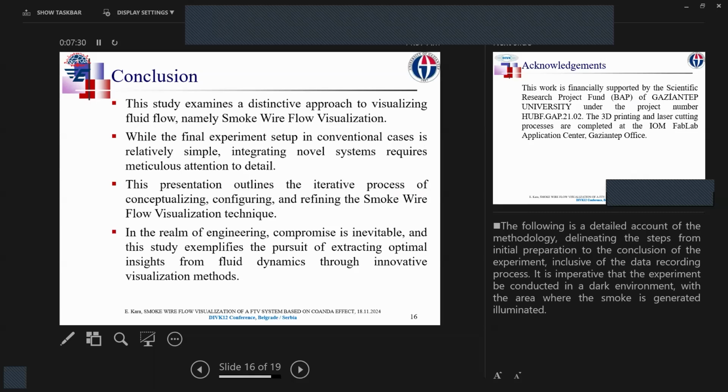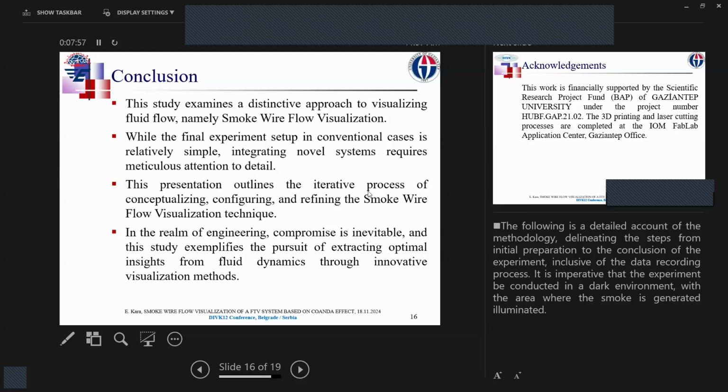This study examines a distinctive approach to visualization of fluid flow, which is smoke wire flow visualization. This was a part of a student project, by the way, at the undergraduate level, but we increased the level of it. With the final experiment setup in conventional cases, it's relatively simple. Integrating novel systems requires attention to detail, so it is the beginning of the study.